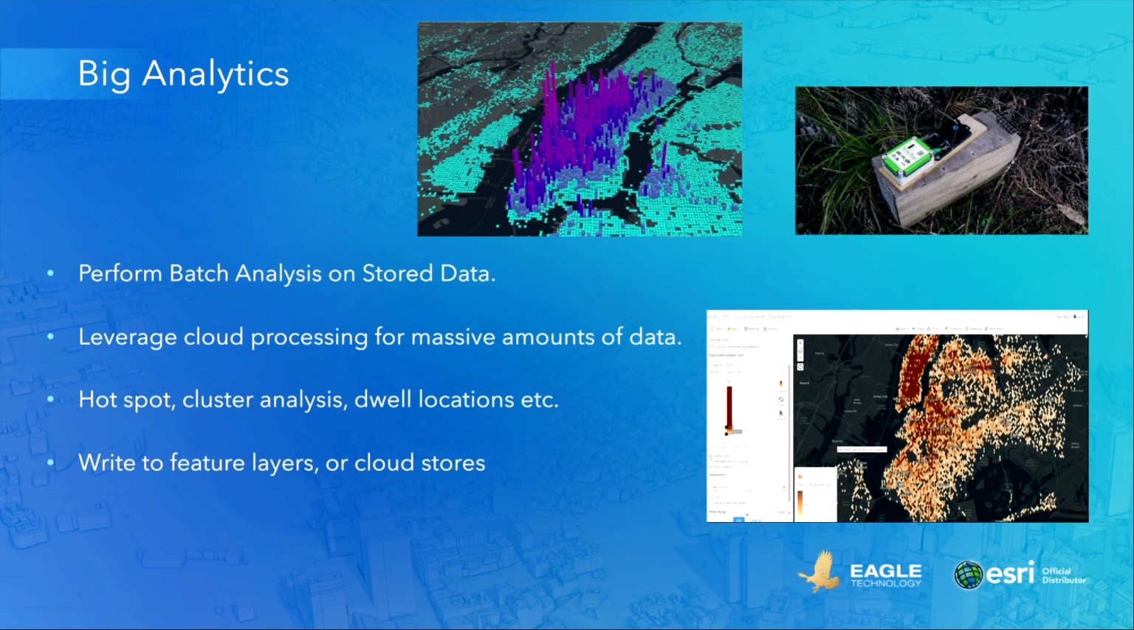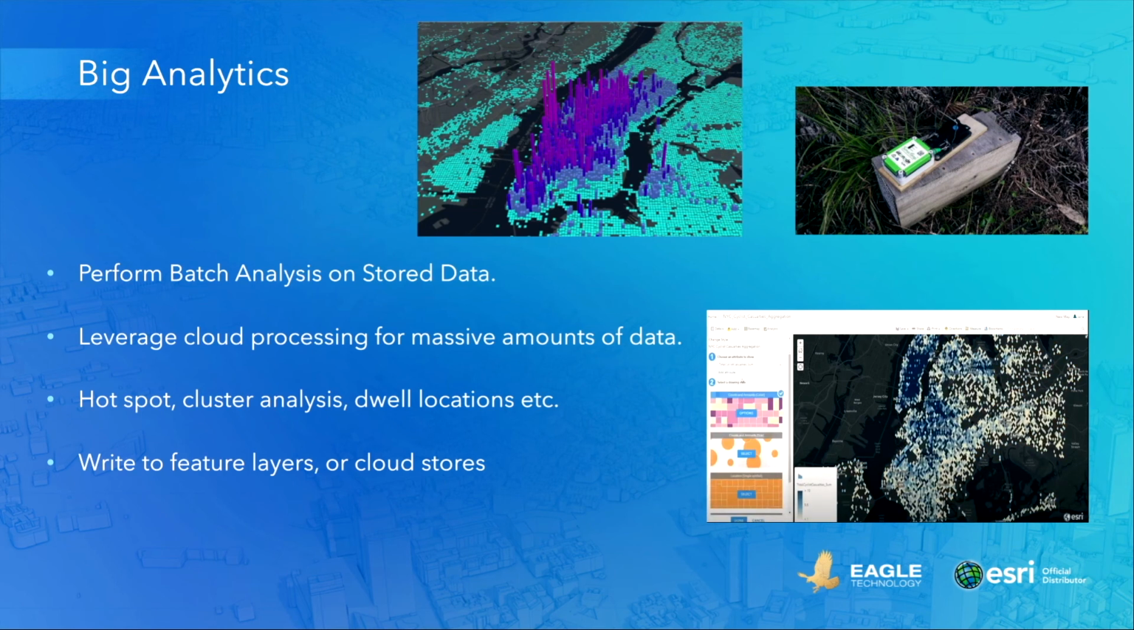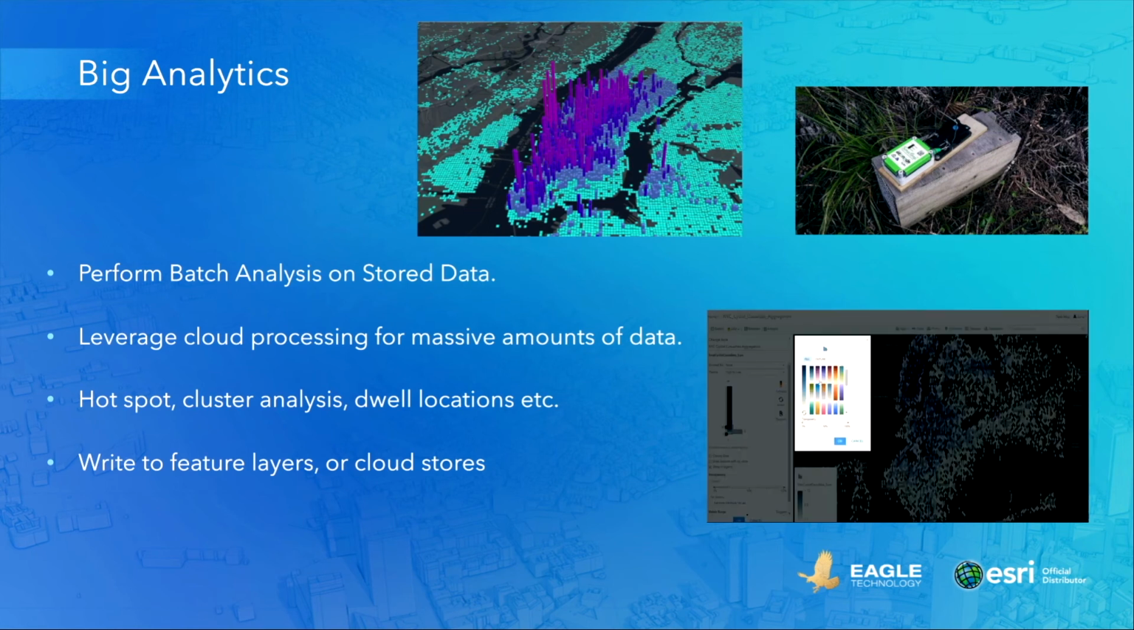Take our EcoNode trapping example. We could schedule our big data analytic to run hotspot or clustering analysis at set intervals. This would allow our trappers to see up-to-date information on where the majority of catches or trap issues are happening. This might mean adding more traps to a certain area, or investigate what is causing malfunctions in our traps.